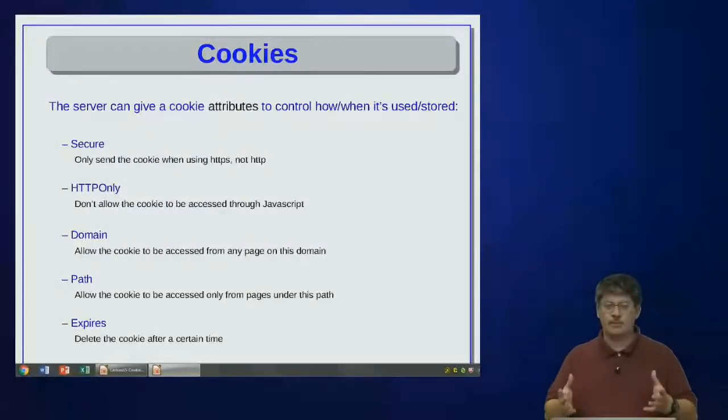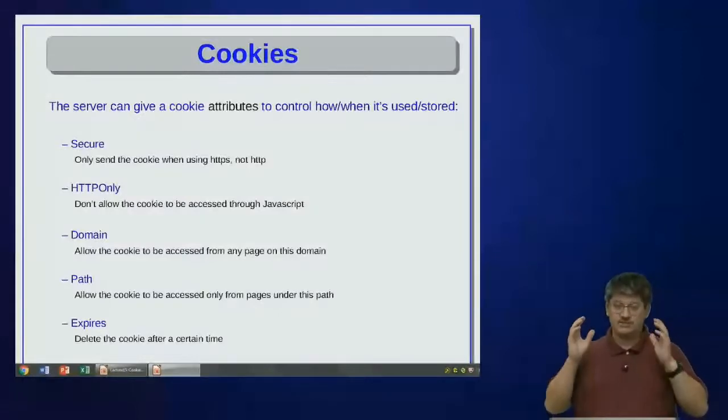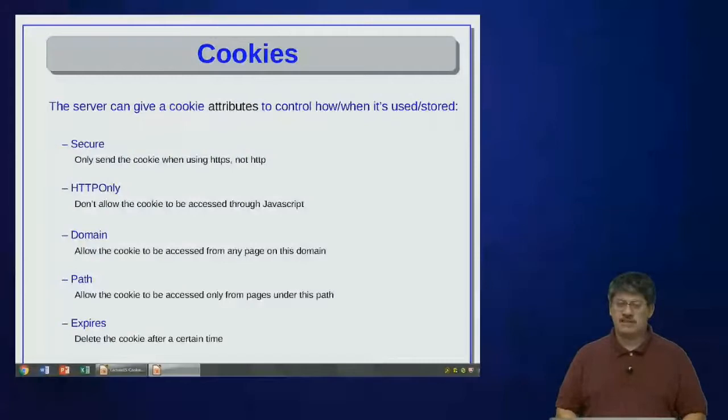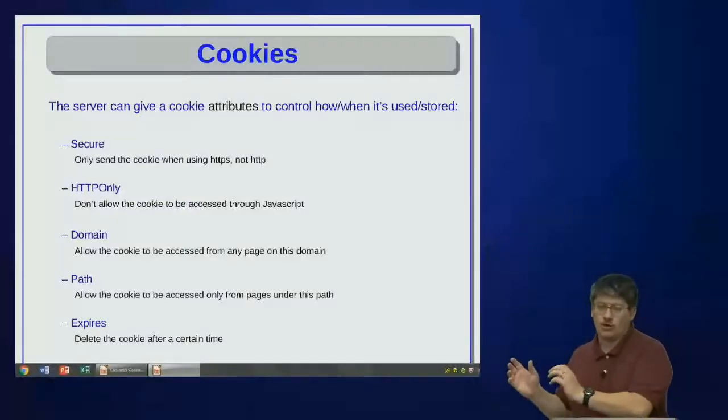Another property is the domain. The domain attribute restricts viewing of the cookie to servers in a particular domain. So for example, if I only want marmerstein.org to be able to read my cookie, I could set the domain to marmerstein.org. And then marmerstein.org could read the cookie, and any subdomain, for example, www.marmerstein.org could read the cookie. Robert.marmerstein.org could read the cookie.